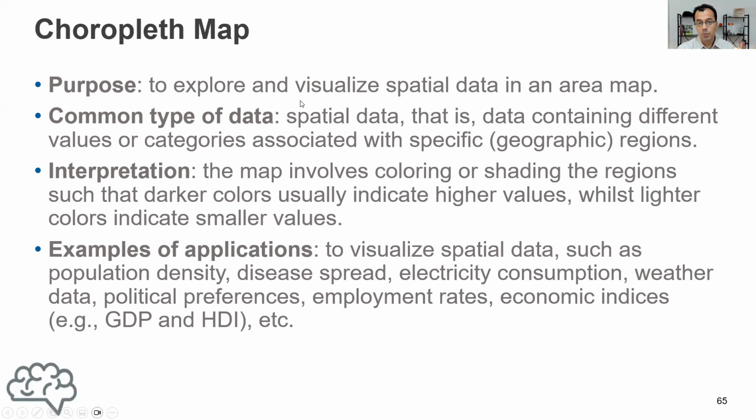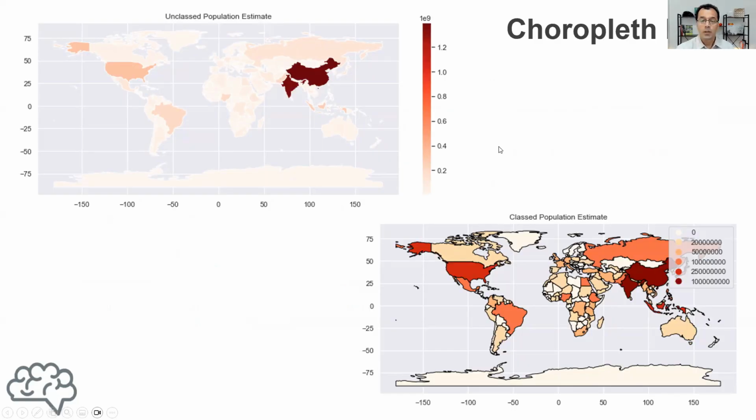And the idea is to explore and to visualize spatial data. So this data has to have some spatial information, for example, geospatial information or any specific geographical or categorical information related with one geographical place. And the way that you interpret it depends on the type of data that you have, but you can use colors, you can use shading, you can use different ways of representing the categories and the information that you want to visualize. Here I'm showing you the choropleth map for the population estimate over the different countries in the world.